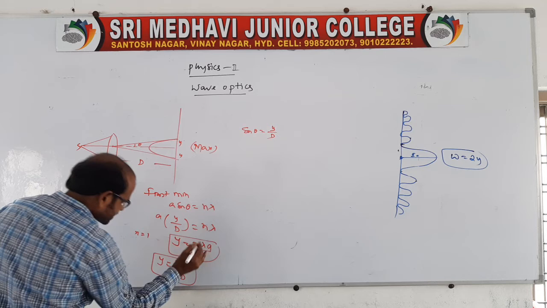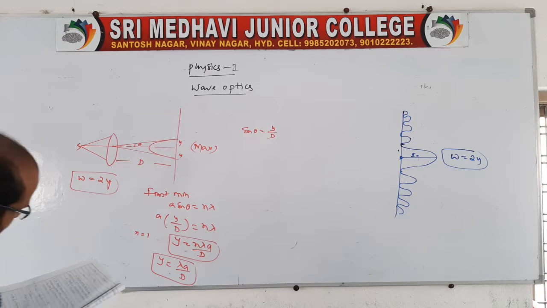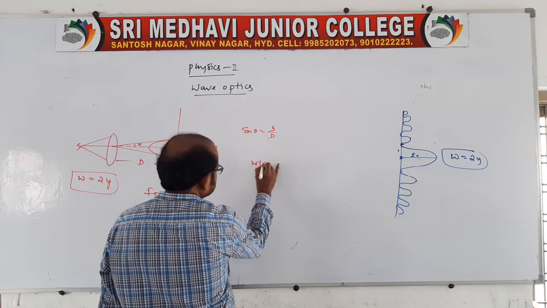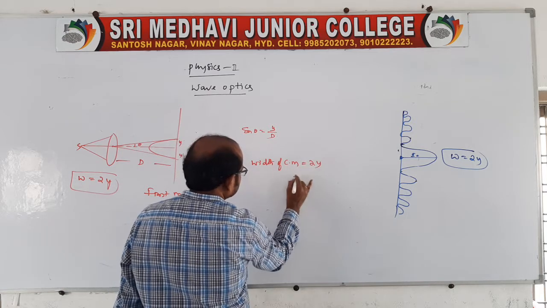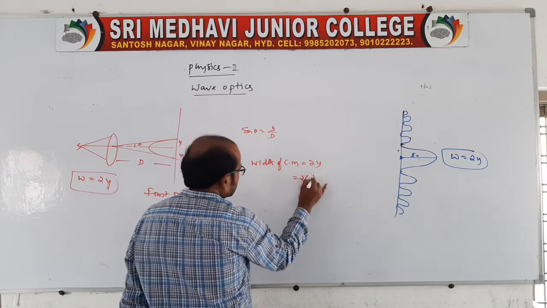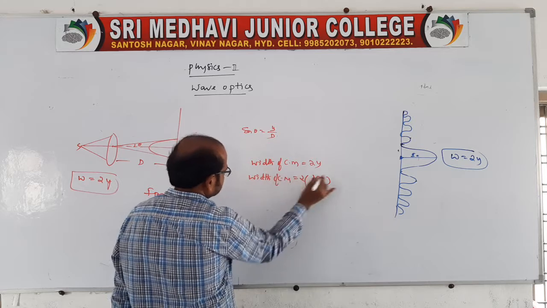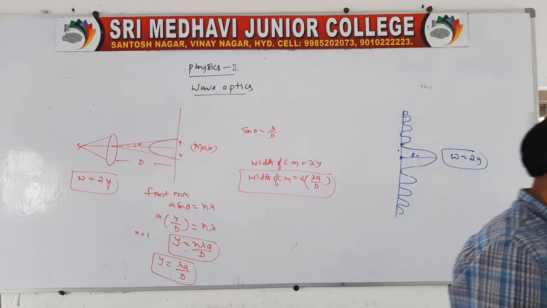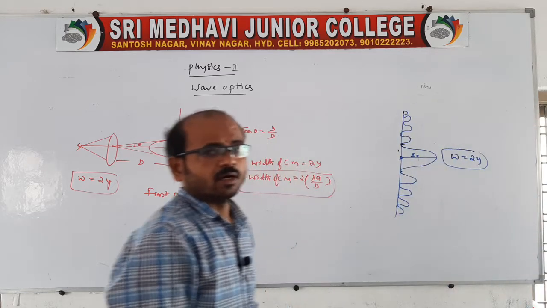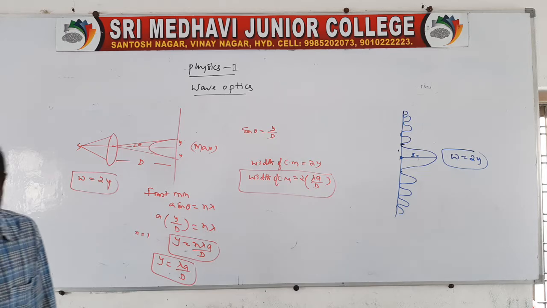a is nothing but the width of the slit, D is nothing but the distance between the slit and the screen, like this we can take. So the width of the central maxima is equal to 2y, and 2 into y, which we already know, you write here 2 lambda D by a. This is the width of the central maxima. Like this we can take. So this is the complete relation about the diffraction pattern. So the diffraction is like this, right?